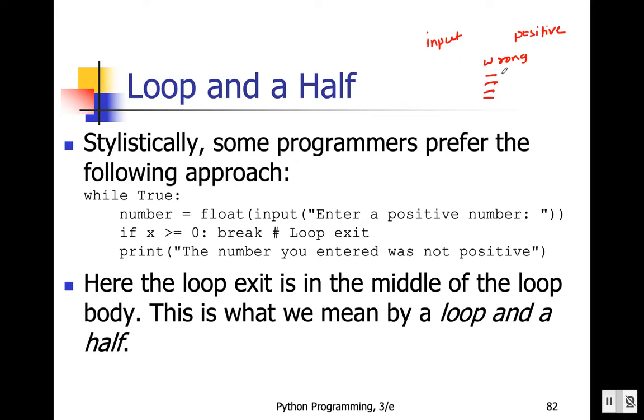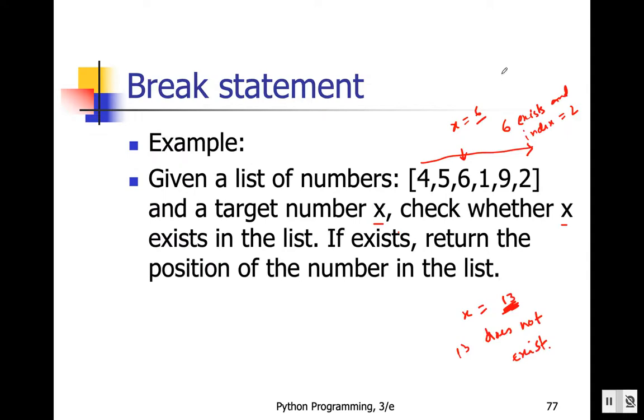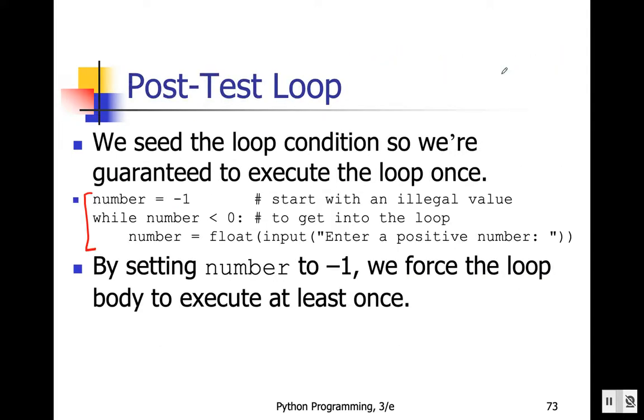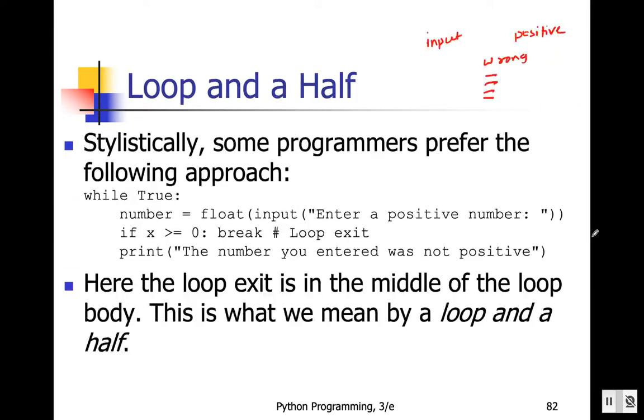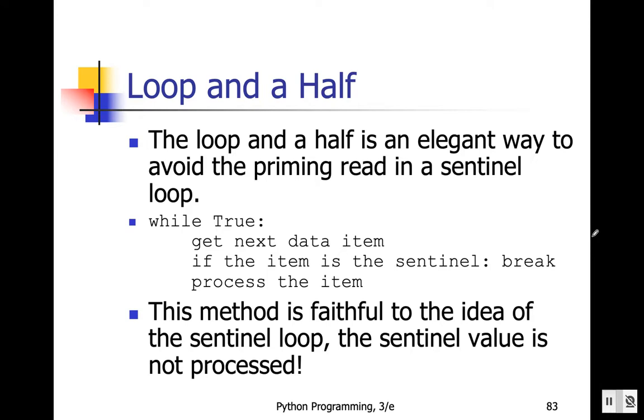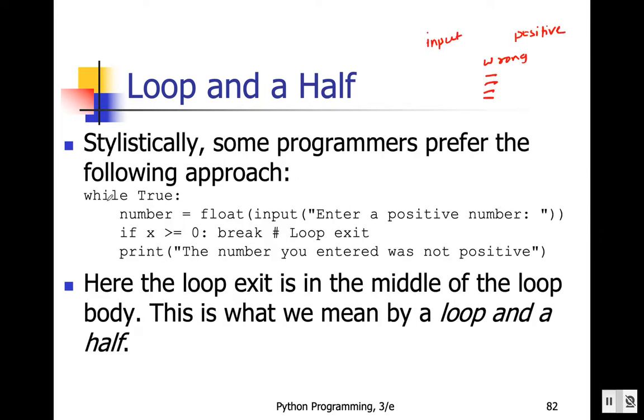Now, with the post-test loop, we saw one approach to solve that: we start with an illegal value. While the number is an illegal value, we keep taking the input. Instead of the post-test loop, we can use another approach, using a break statement.